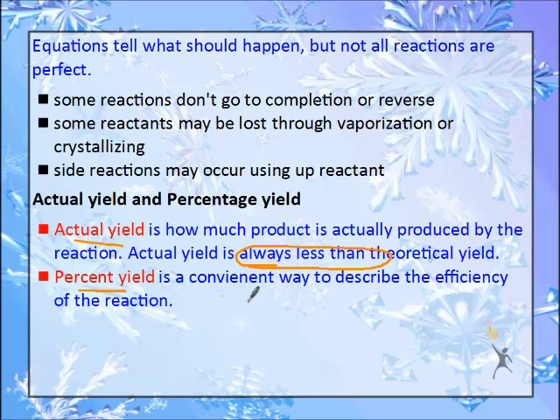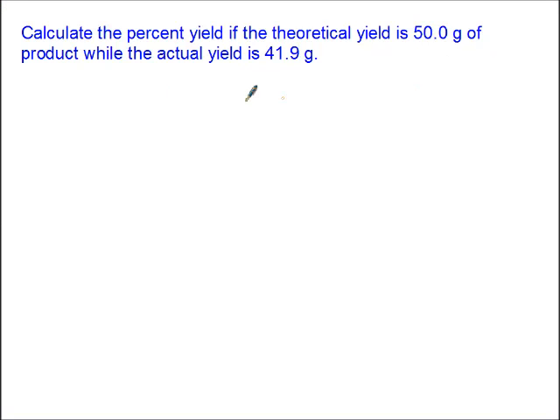Percent yield is a convenient way to describe the reaction. How efficient is it? A reaction that's a 90% yield is much more efficient. It means it makes more product than one that's only 50% efficient, which has a lot of waste to it. So when I do this, again, I'm going to calculate percent yield is going to equal the actual over the theoretical.